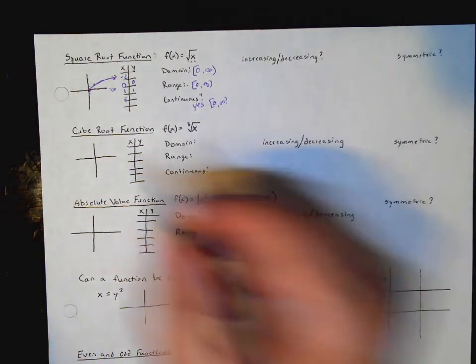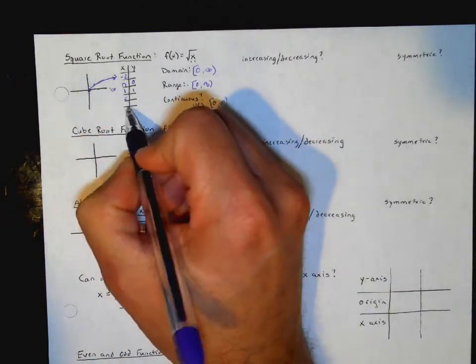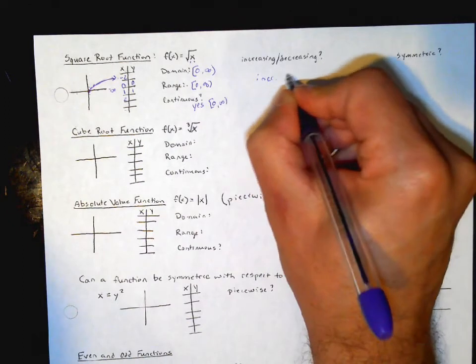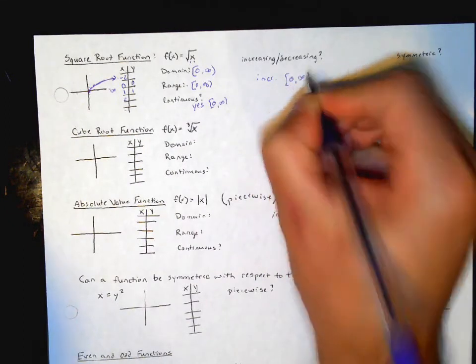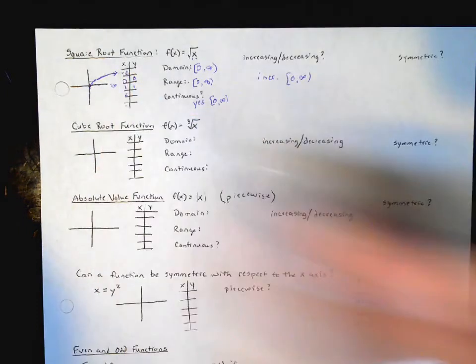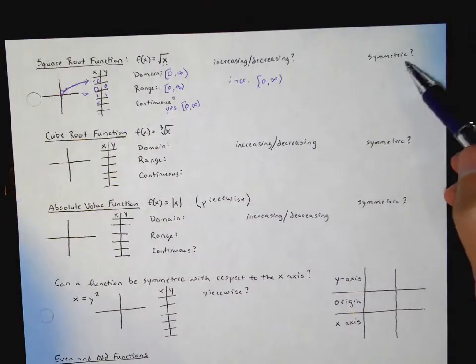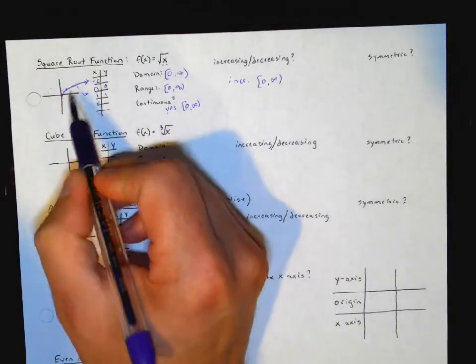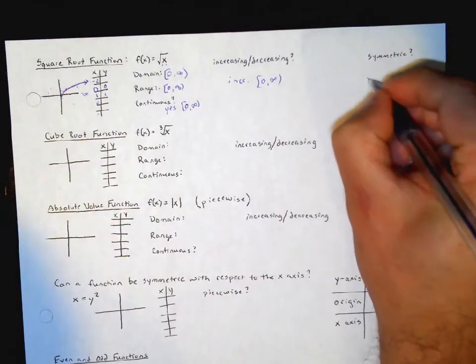So I can create an interval that it is continuous over. It is never decreasing at any time. It is increasing the whole time. So it's increasing from 0 through infinity. And is there any symmetry? Across the x-axis, y-axis, nope. Across the origin, nope. So no symmetry to this one.